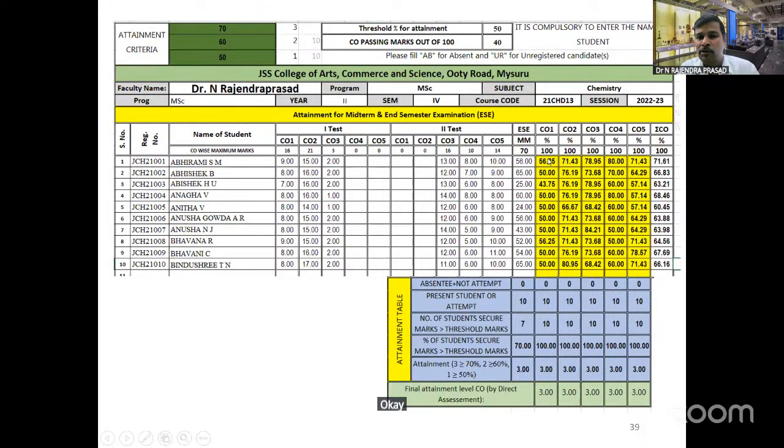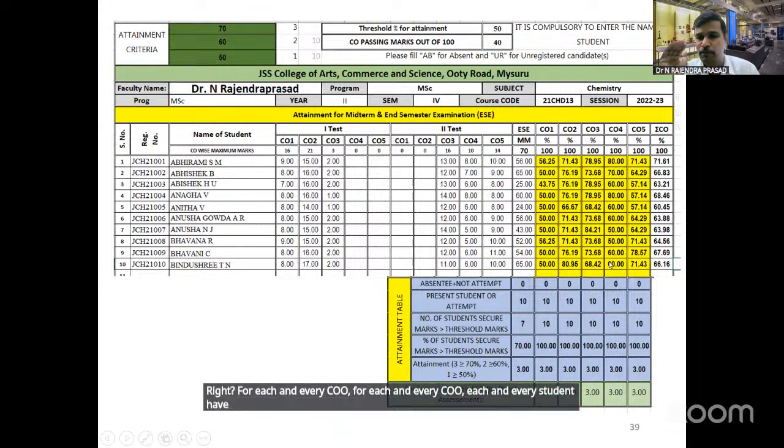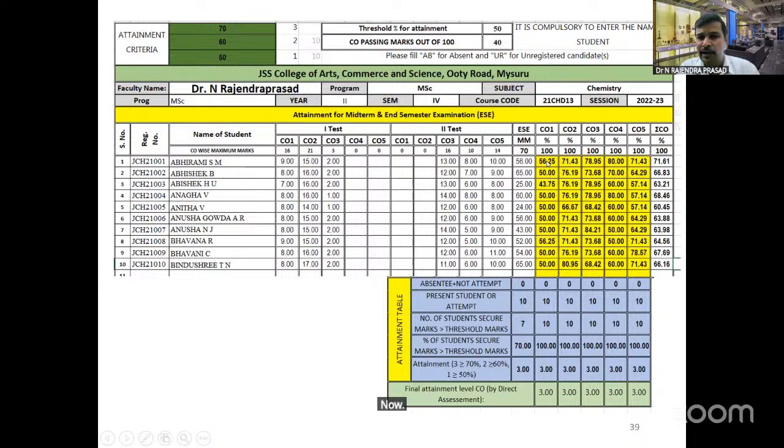Okay. Now, you have data of 10 students or 100 students or 300 students. For each and every CO, each and every student has secured some percentage of marks. Now, you calculate how many students have scored more than 70%.